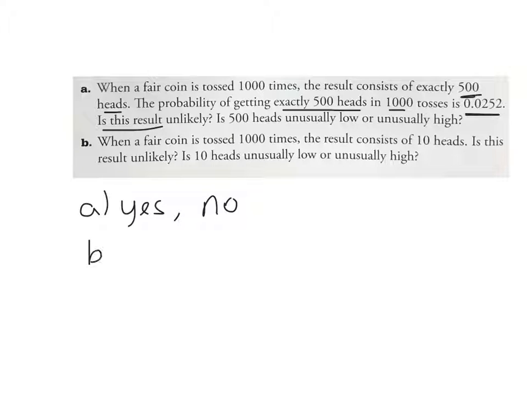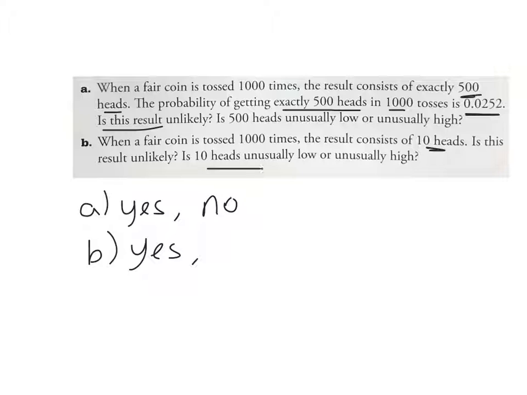So it can be yes, no. Part B: when a fair coin is tossed 1,000 times, the result consists of 10 heads. Is this result unlikely? Think about that. Even though we're not doing the math right now, the probability of getting just 10 heads with 1,000 tosses is very low. So we're going to say yes, it's unlikely.